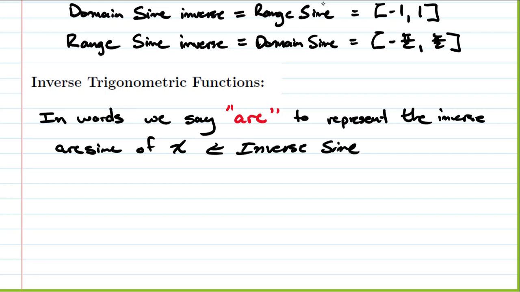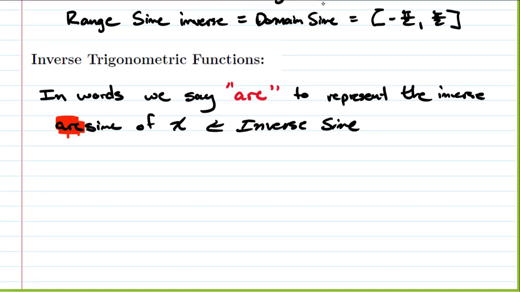If we ever have the word arc as a prefix to any trigonometric function, it means we are talking about the inverse. So if you hear arc sine, arc tangent, arc cotangent, arc cosine, arc is the word that is used to indicate that. So sometimes people will just say inverse, sometimes you will hear arc. Arc is a bit older, so it's not as common as it once was, but it still pops up quite often.